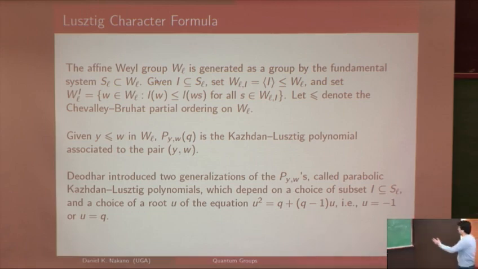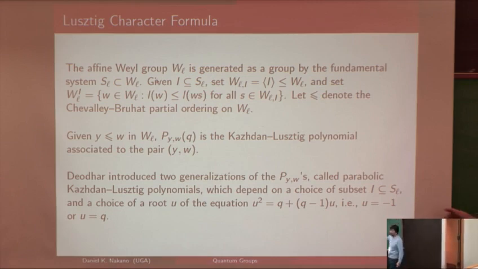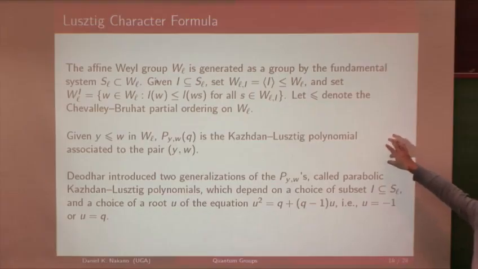All right, so this is just some formalism that I'm going to put up. I'm not going to read over everything. So the idea is that you start off with the affine Weyl group, and it's generated by some subsystem. If you take a subset inside that subsystem, you can take Levi Weyl groups. And then I'm going to let this less than or equal to denote the Chevalley-Bruhat partial ordering on the affine Weyl group. Now for affine Weyl groups, you have Kazhdan-Lusztig polynomials associated with the pair y and w.